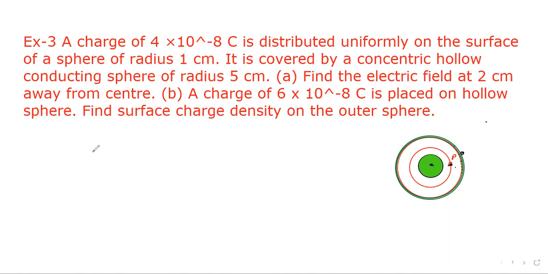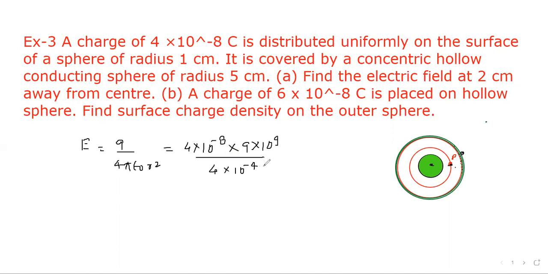So we can calculate the electric field by the formula E = Q / (4πε₀R²). We put the values. So the charge is 4 × 10^-8 into 9 × 10^9 divided by R². The distance is 2 centimeters, so R² will be 4 × 10^-4. Now we can simplify. So this will come out to be 9 × 10^5 Newton per coulomb.